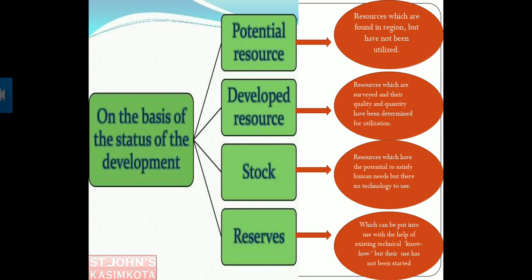Next comes stock. Materials in the environment which have the potential to satisfy human needs, but human beings do not have the appropriate technology to access these, are included among stock. For example, water is a compound of two inflammable gases, hydrogen and oxygen, which can be used as a rich source of energy, but we do not have the required technical know-how to use them for this purpose. Hence, it can be considered as stock.